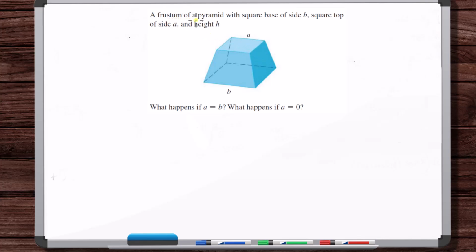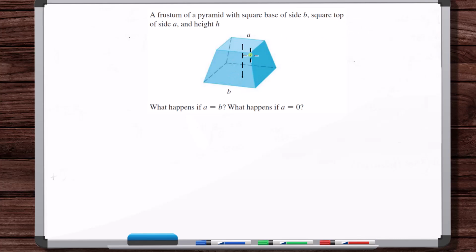Okay, so now we've got a frustum of a pyramid with square base of side B, square top of side A, and height h. So this is a square pyramid. And so we just need a formula for the cross-sectional area based on some variable. So if we put an axis going through the center of this, we could put it anywhere, it doesn't matter. We want a function that gives us the side of the square, because once we have the side length, we can just square that to get the area.